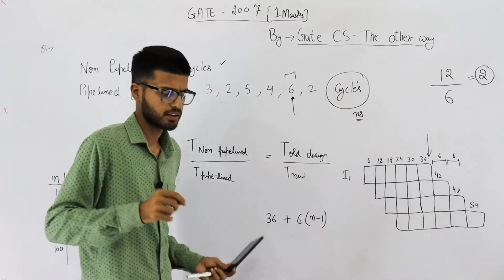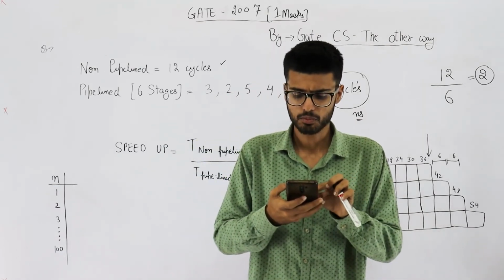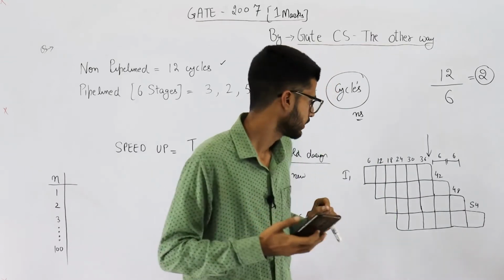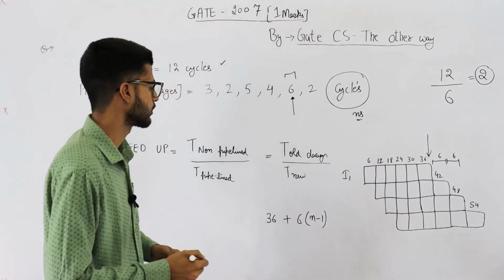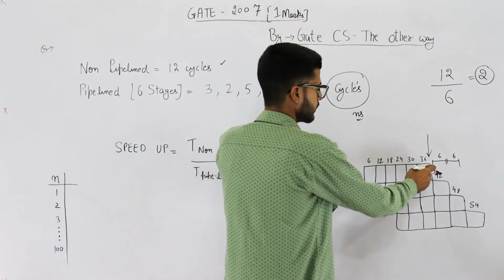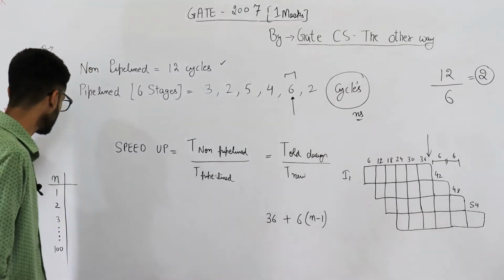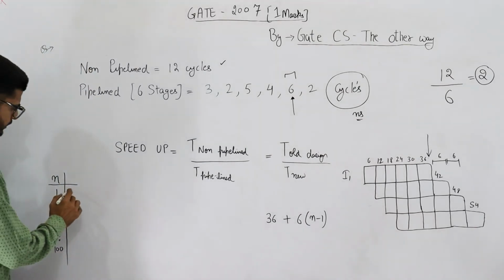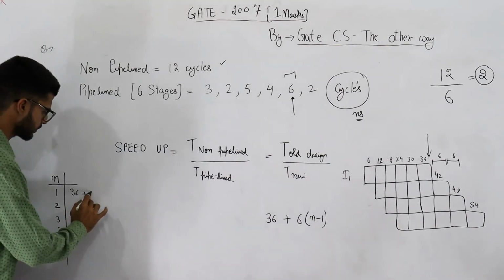And one more line that you need to consider is this one: assuming a very large number of instructions are to be executed. That means this n is very large, which also means you can neglect this 36. You can neglect the point that the first instruction requires more cycles. Why am I saying so? Say if n is very small, like n is 1, then the first instruction requires 36 cycles. It is 36 plus 0.